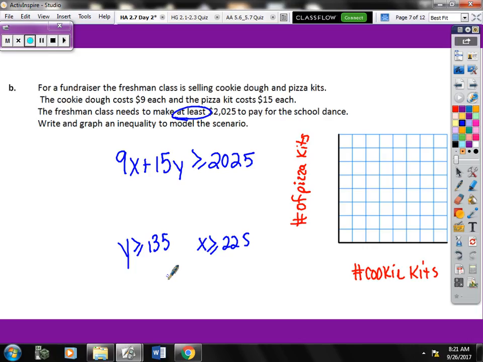So on my x-axis, I need to get out to 225. I chose to count by 50s. 20s wouldn't work, 25 also wouldn't work. So I went with 50s, but you probably could have picked 30s too. So 225 would be right about here. And then on my y-axis, I needed to get to 135, so I counted by 20s.